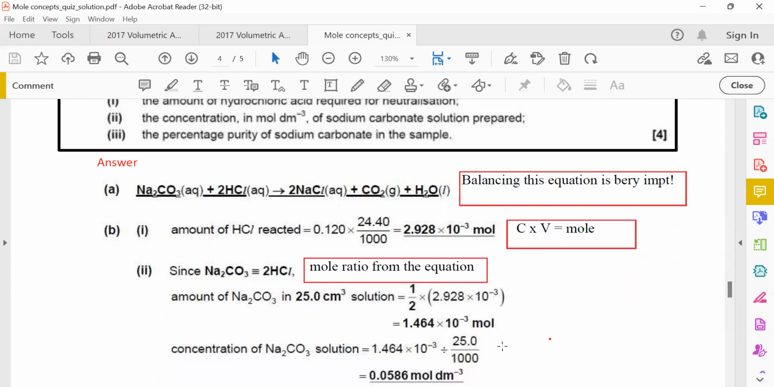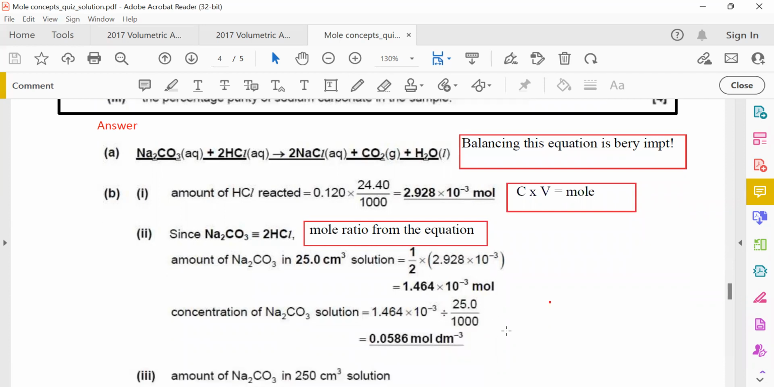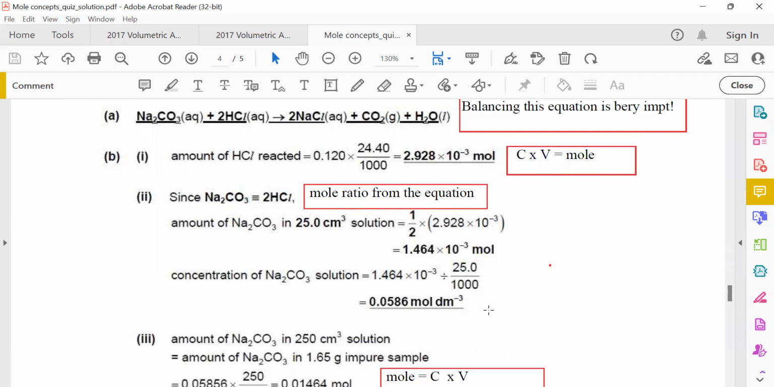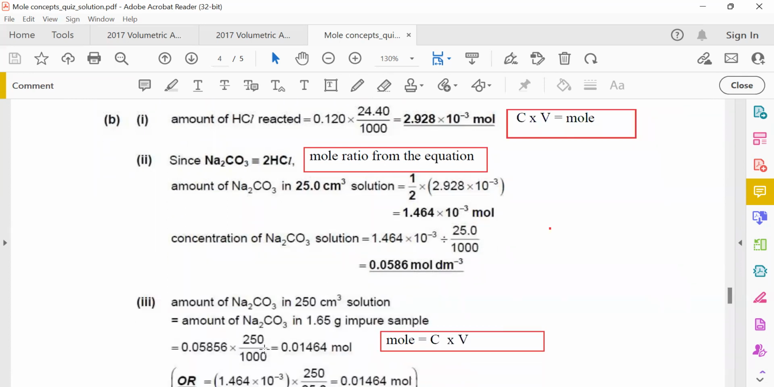This will be the amount of sodium carbonate. And of course, if you divide by the volume, in this case, the volume you use is 25 cm³, that's how you calculate the concentration. Okay. And of course, this is the concentration. What you can do is you multiply by 250, you can get the amount of sodium carbonate in 250.